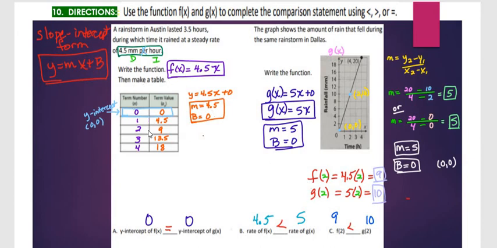So when you have a table or a graph like this, go ahead, once you write it in a function, identify your slope and your y-intercept. Get it to this point. Once you have it, it is much easier and faster to complete these right down here at the bottom.